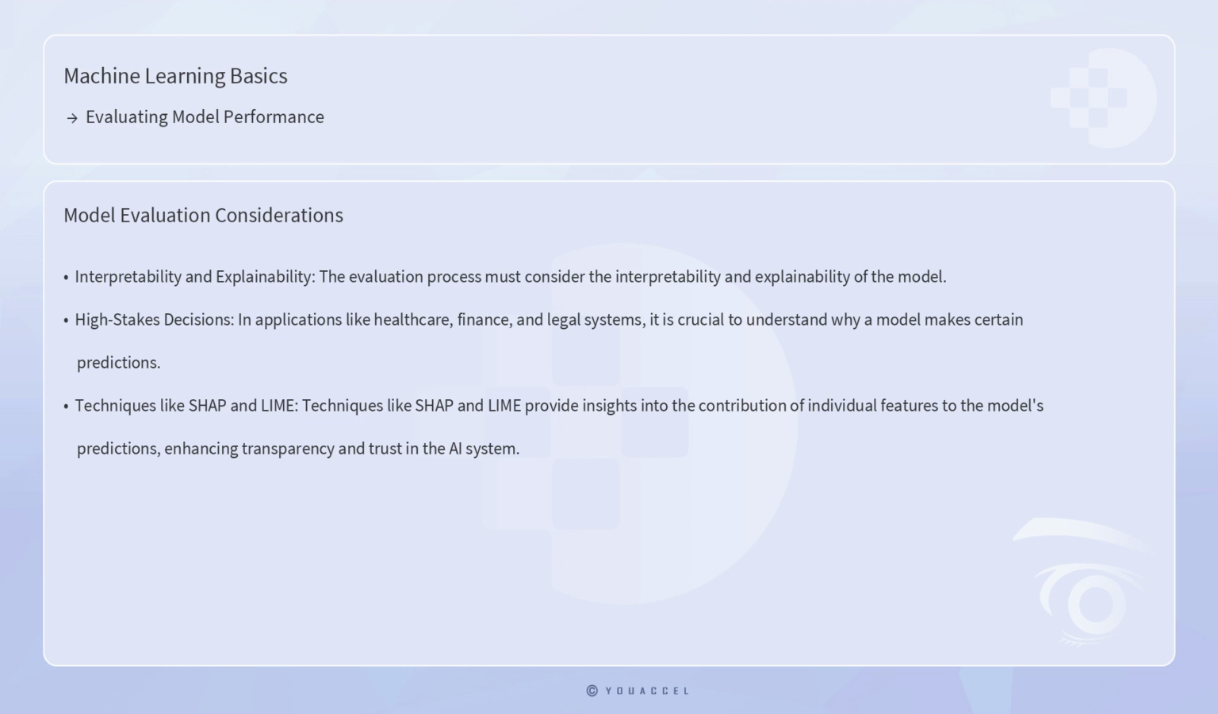Furthermore, the evaluation process must consider the interpretability and explainability of the model. In many applications, especially those involving high-stakes decisions, such as healthcare, finance, and legal systems, it is crucial to understand why a model makes certain predictions. Techniques like SHAP and LIME provide insights into the contribution of individual features to the model's predictions, enhancing transparency and trust in the AI system.